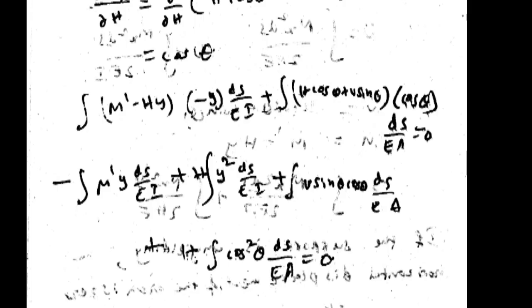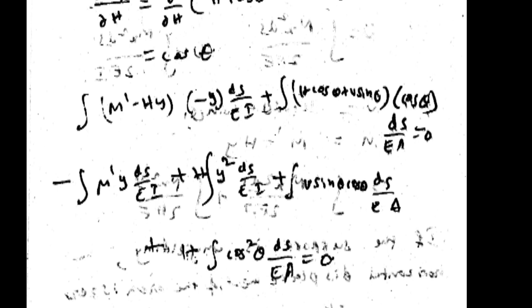But we know that Mx equals M dash minus Hy. If we differentiate with respect to H, we will get minus y. If we differentiate normal thrust, we will get cos theta. Dou Nx by dou H equals cos theta. So substituting in the above equation, we'll get integration M dash minus Hy into minus y ds by EI plus integration H cos theta plus V sin theta into cos theta ds by AE equals 0.